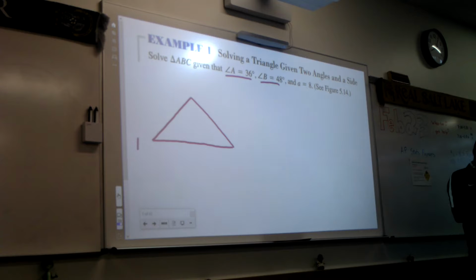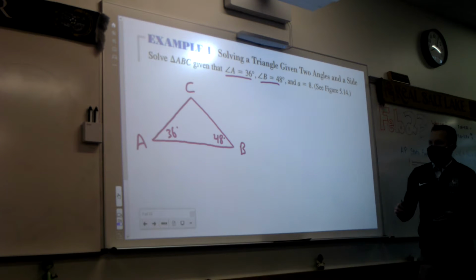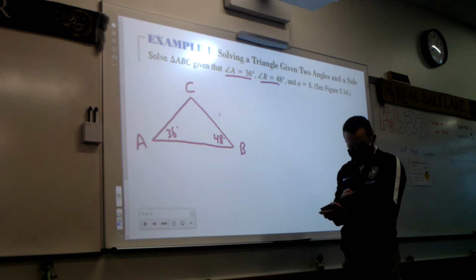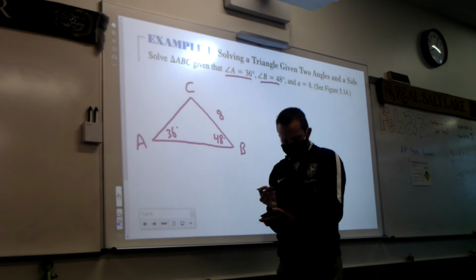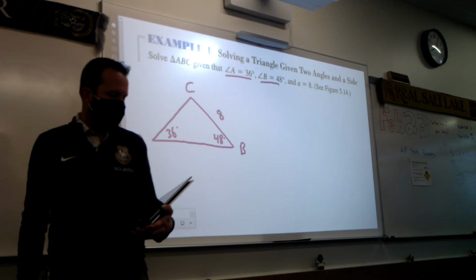So I'm going to call this one angle A, and this one angle B, which makes this top one angle C. This one's 36 degrees, angle B is 48 degrees. And then I'm also told that side A is 8. Where do I put side A? It's going across from angle A, so it's going to be right here. This is side A, okay?